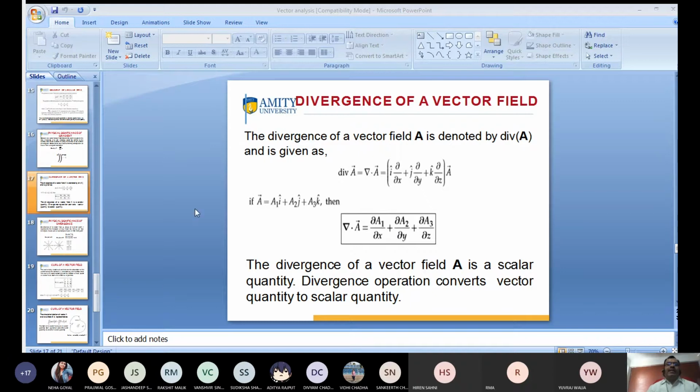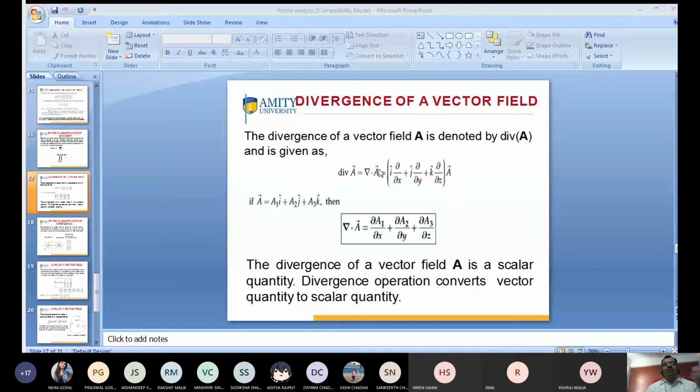What is this? The divergence of any vector is a scalar quantity because there is no unit vector. A is a vector quantity, and the del operator is a vector quantity. When I take the dot product, we get a scalar quantity. So if you apply divergence to any vector quantity, we get a scalar quantity. This is known as divergence.